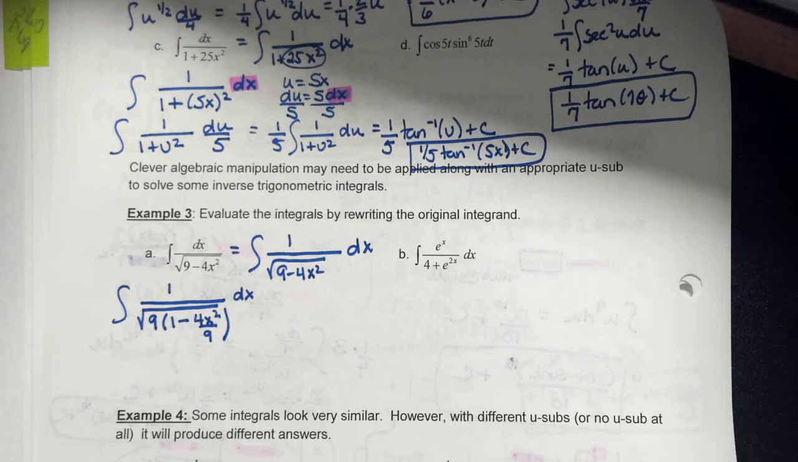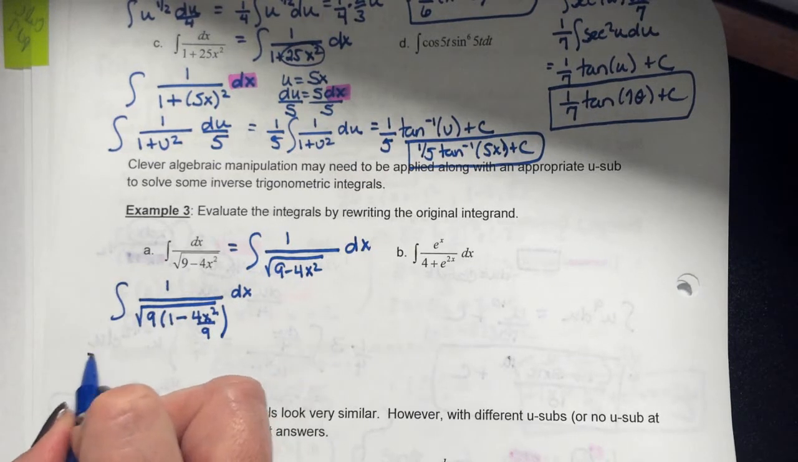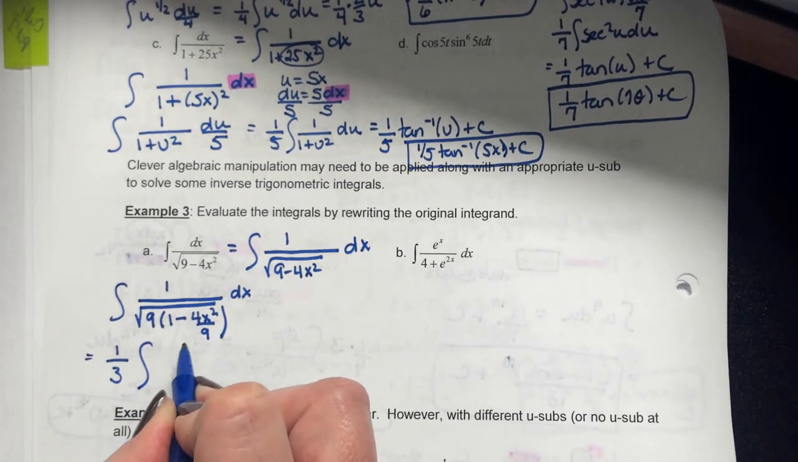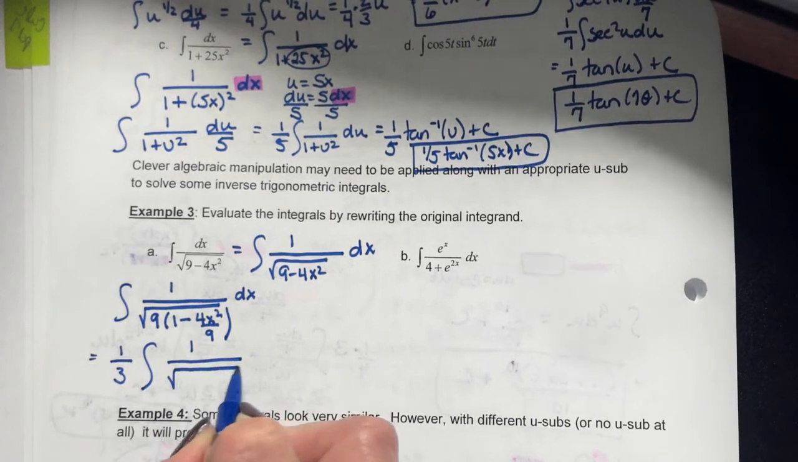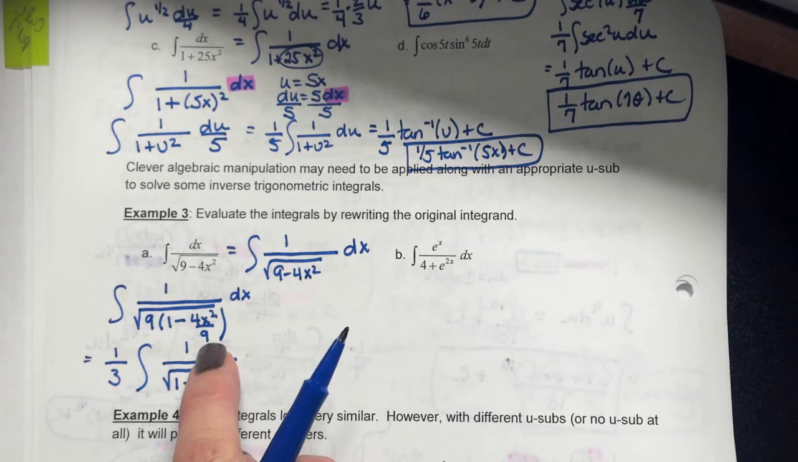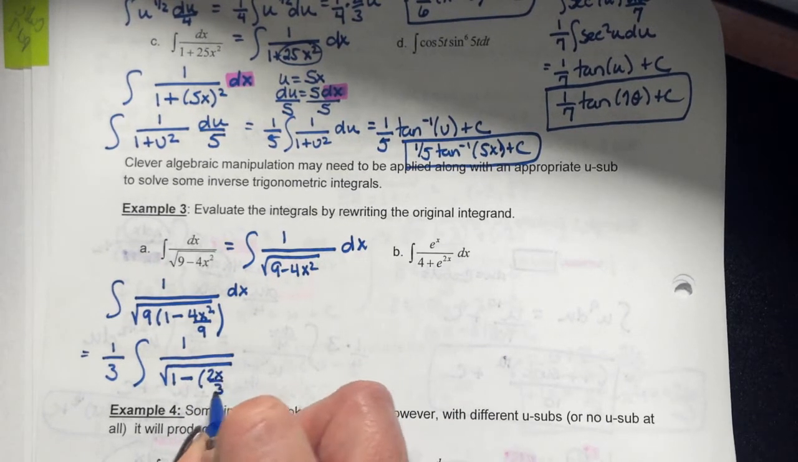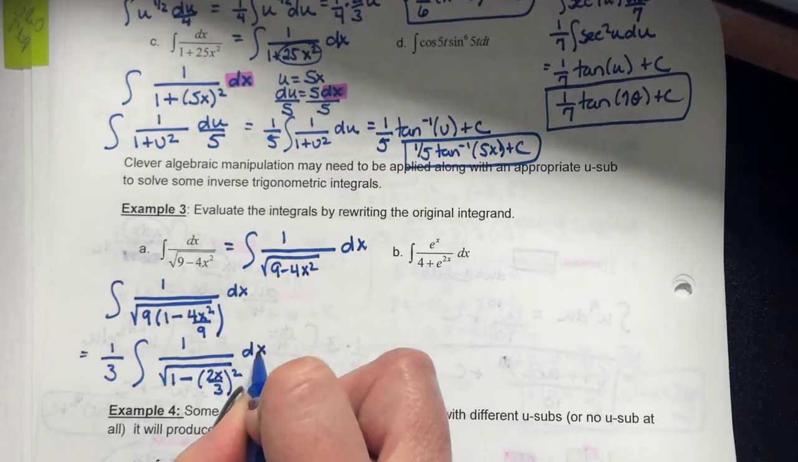Now, this 9 is underneath the square root. There's a constant now that I can pull out of this integral. Because what is 1 divided by the square root of 9? 1/3. So right now I can rewrite this as 1/3 times the integral of 1 over the square root of 1 minus. Now, just like I did with the inverse tangent problem a few minutes ago, this would be really nice if it was just an x squared. So I need to rewrite this as a base to the 2nd power. So I can rewrite this as 2x over 3, all raised to the 2nd power, dx.